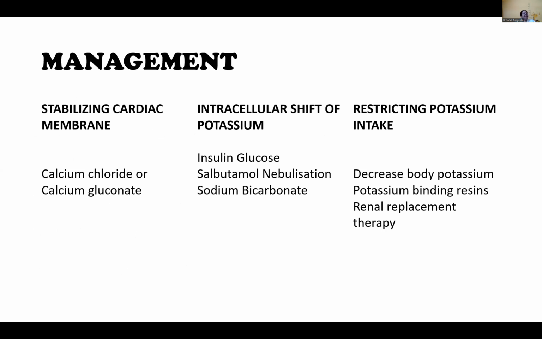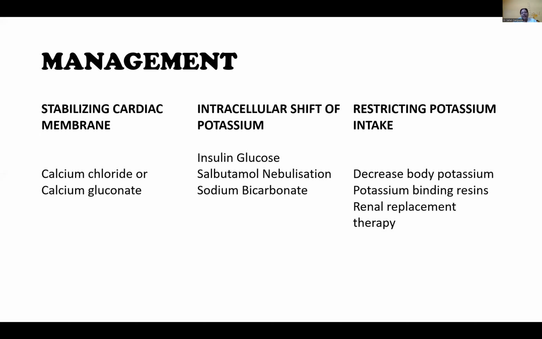So stabilizing the cardiac membrane is very important. We can do it with calcium chloride or calcium gluconate. Generally, we do it with calcium gluconate. And we prevent the intracellular shift of potassium, that is, the transcellular shift, which I have discussed earlier. So this can be given with insulin glucose, salbutamol nebulization, or sodium bicarbonate.